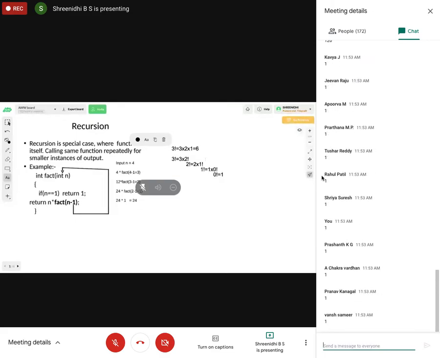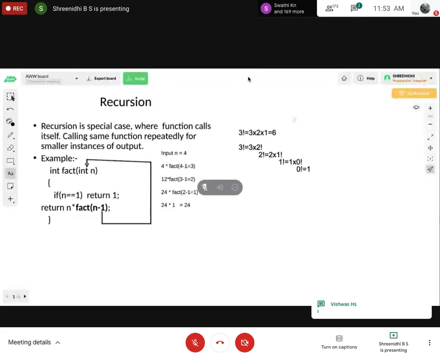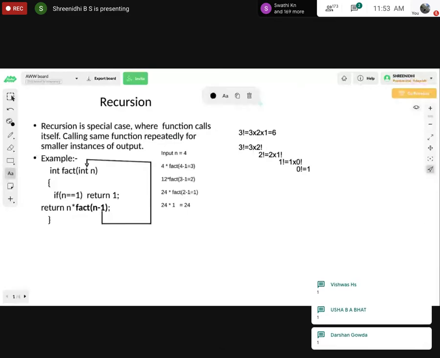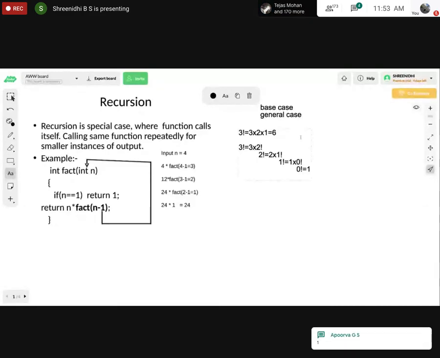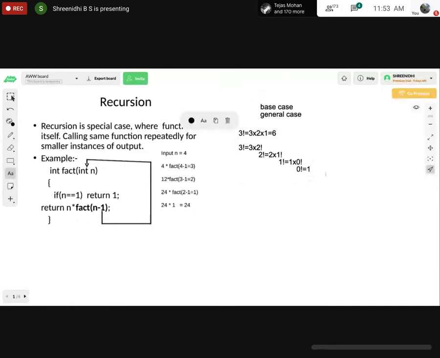Yeah. So as I told, I'll be having a base case and a general case for this. The base case will be the last case here. 0 factorial is the last one. After this, I cannot decompose the problem. So this 3 factorial I have decomposed like this.